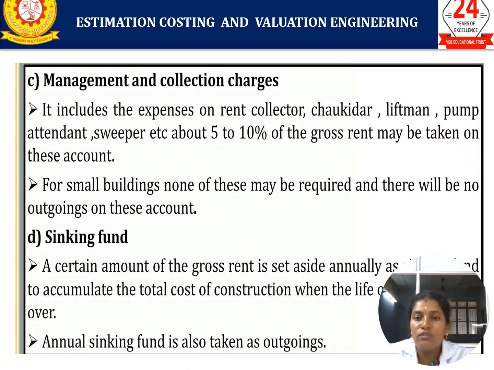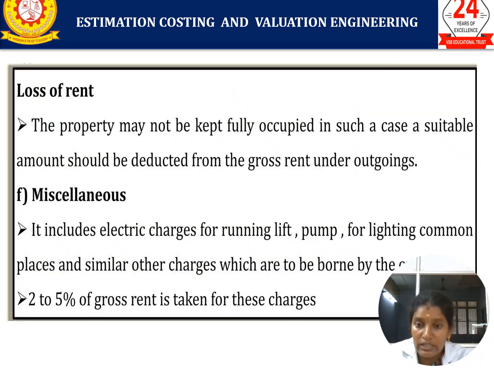A certain amount of the gross amount is set aside annually to accumulate the total cost of the construction. That amount is called the sinking fund. The annual sinking fund is also taken for the outgoings, and it is also called the outgoing fund. That is included in the outgoings. And loss of rent: if the property is not kept fully occupied, in such cases a suitable amount should be deducted from the gross rent under outgoings. So that is called the loss of rent.